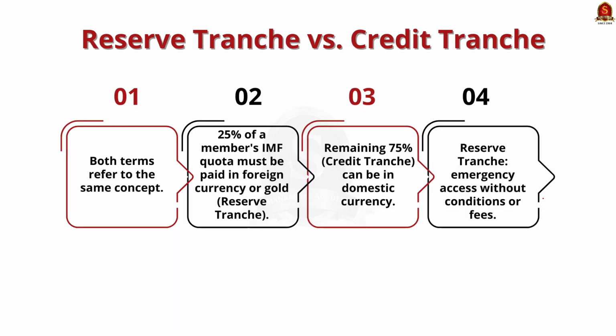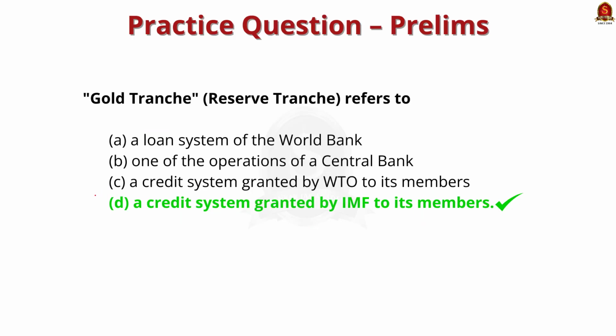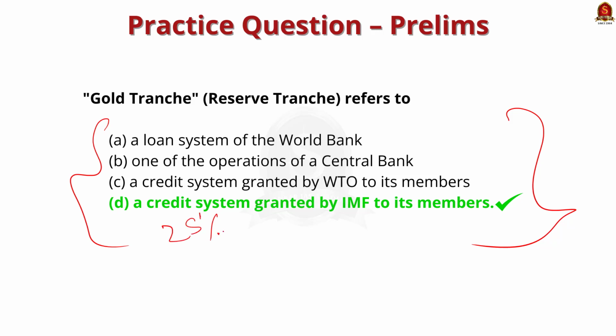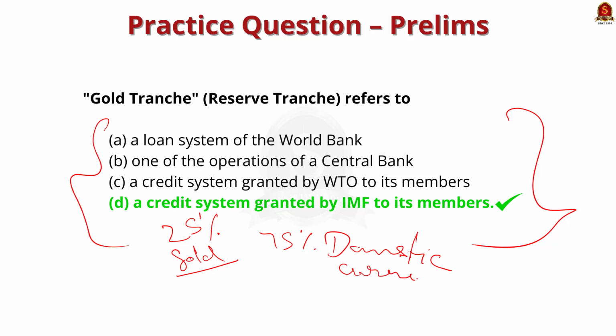Now coming back to the question, gold tranche or reserve tranche is a component of member countries' quota with IMF, that is in the form of gold or foreign currency. For any member country, out of the total quota, 25% should be paid in the form of foreign currency or gold. Hence, this is called reserve tranche or gold tranche. The remaining 75% can be in domestic currencies and it is called credit tranche. It is basically an emergency account that an IMF member can access without agreeing to a condition or paying a service fee, as I said before. So the correct answer is option D, a credit system granted by IMF to its members.